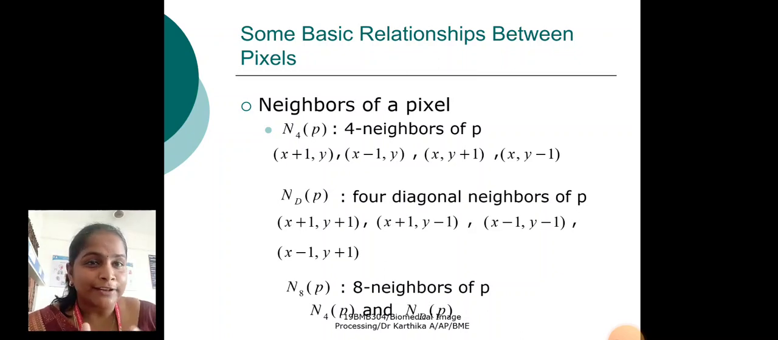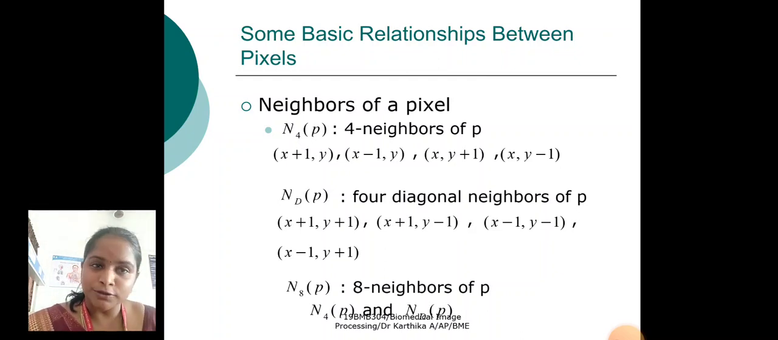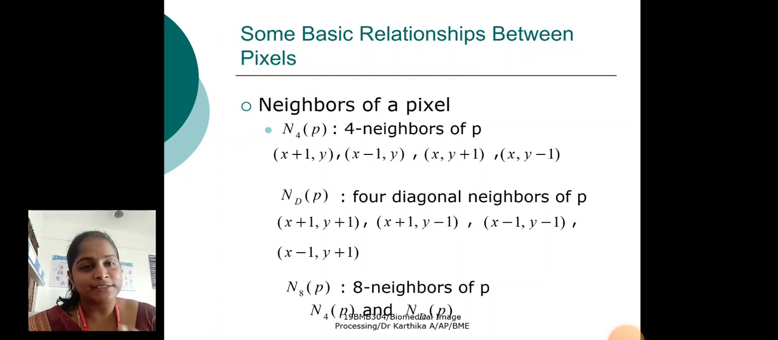It is denoted N4 of P, which shows x plus 1 comma y as the first one. The second one is x minus 1 comma y. The third one is x comma y plus 1, and the fourth one is x comma y minus 1. Here, the diagonal neighbors are shown as ND of P, the 4 diagonal neighbors of P. The first one is x plus 1 comma y plus 1, then x plus 1 comma y minus 1, x minus 1 comma y minus 1, and x minus 1 comma y plus 1.